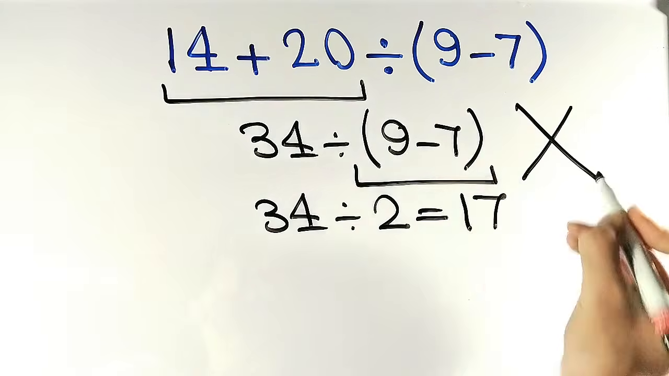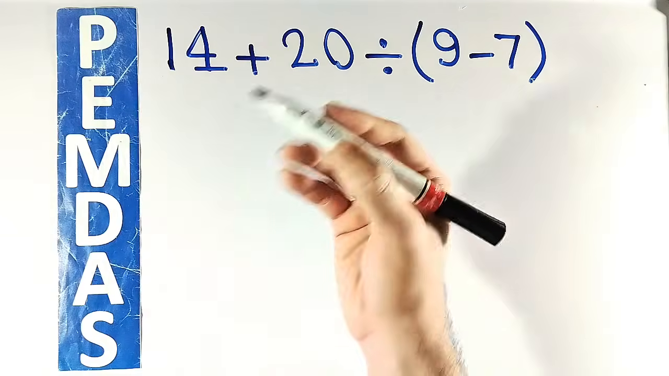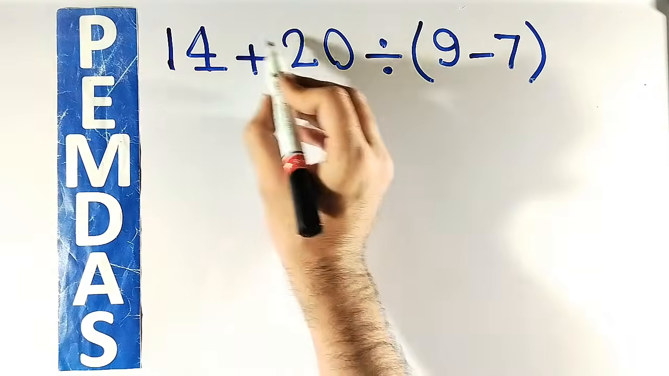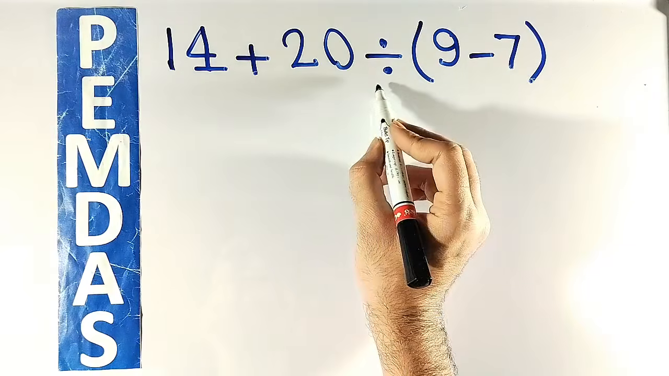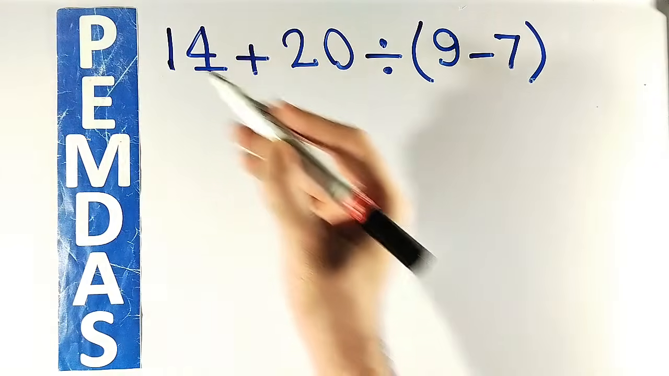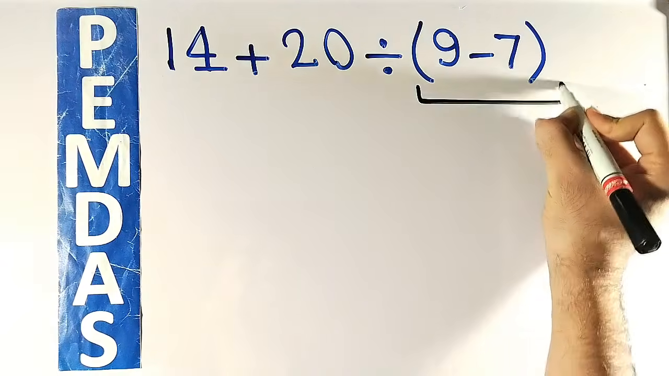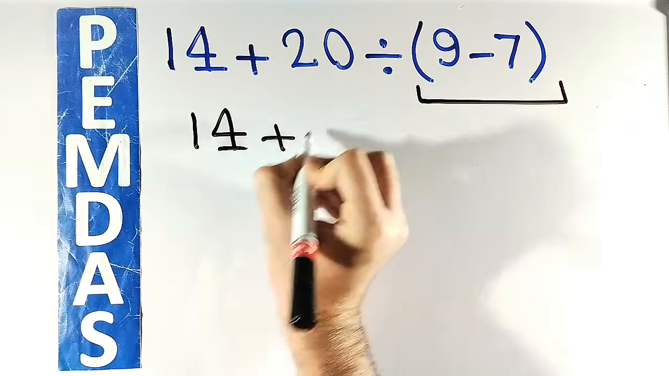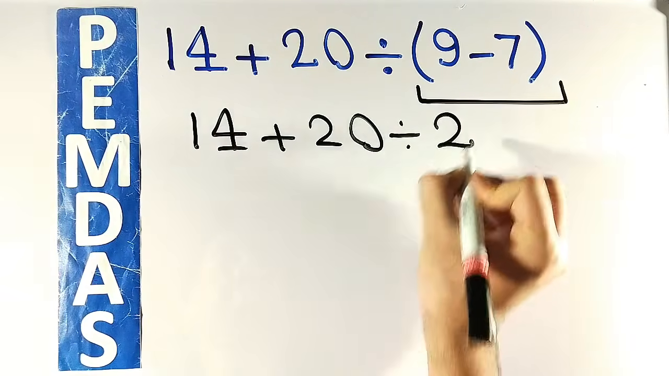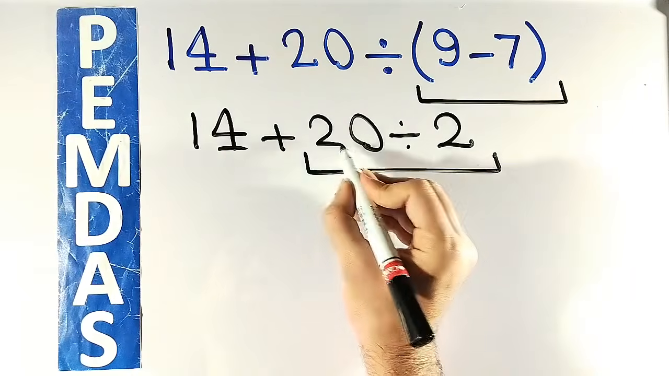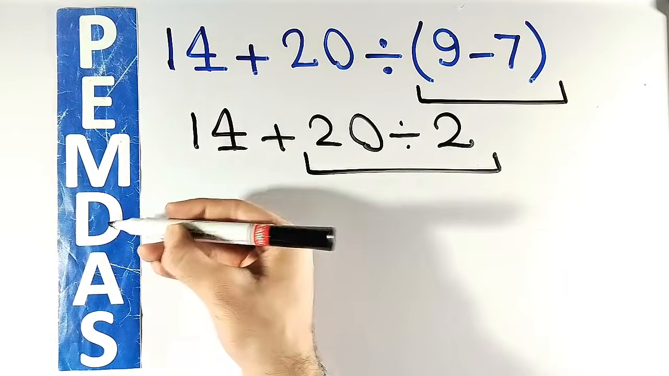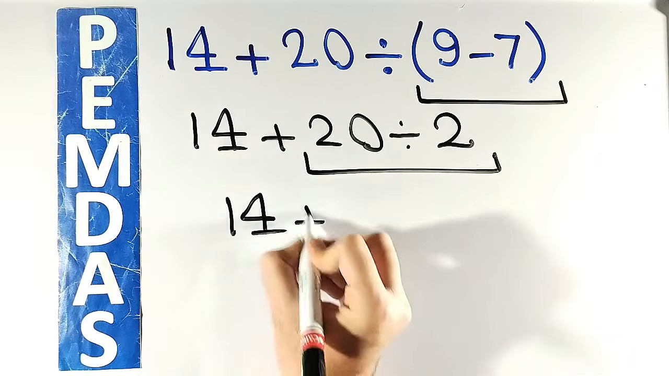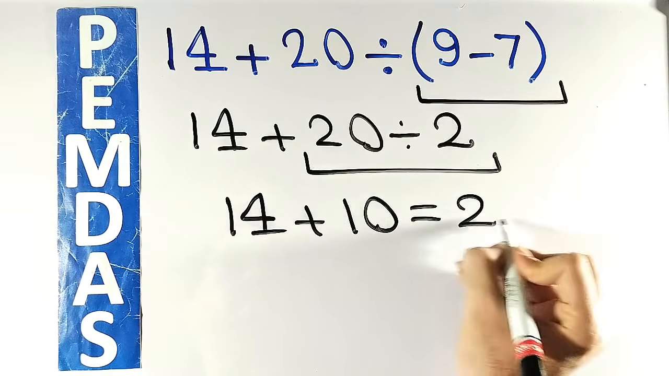But that's definitely wrong. To solve this question, we must follow a rule that is called PEMDAS. As you can see on the screen, in this expression, first we have an addition sign, then a division sign, and finally parentheses. According to the PEMDAS rule, first we go for the expression inside the parentheses, and instead of this expression, we can write 14 plus 20 divided by 2. Then we go for the division between 20 and 2, because division has a higher priority than addition. So, we rewrite this expression as 14 plus 10, which finally gives us the answer 24.